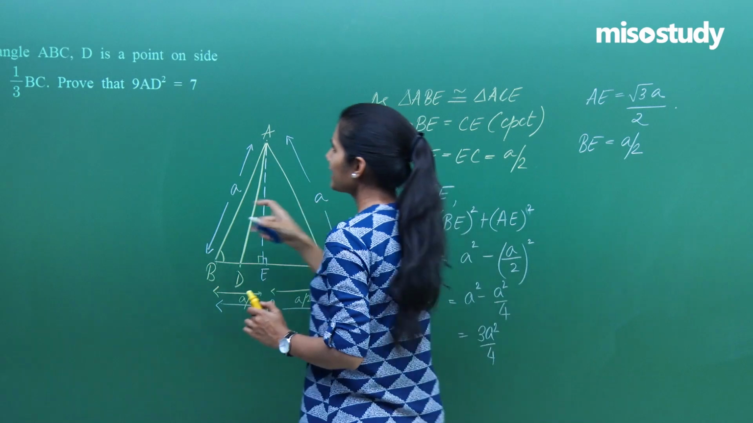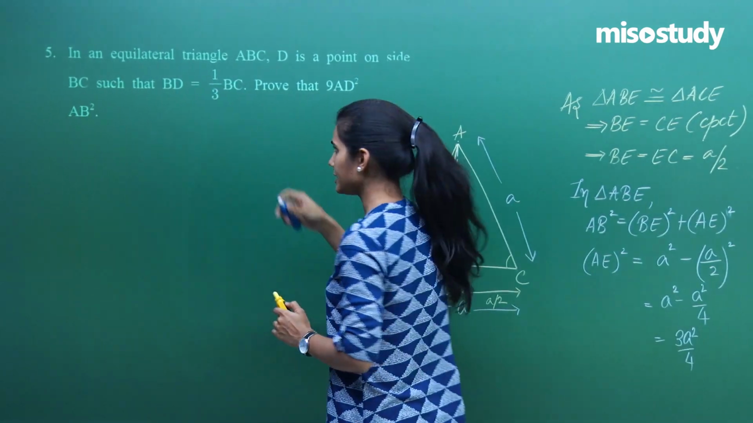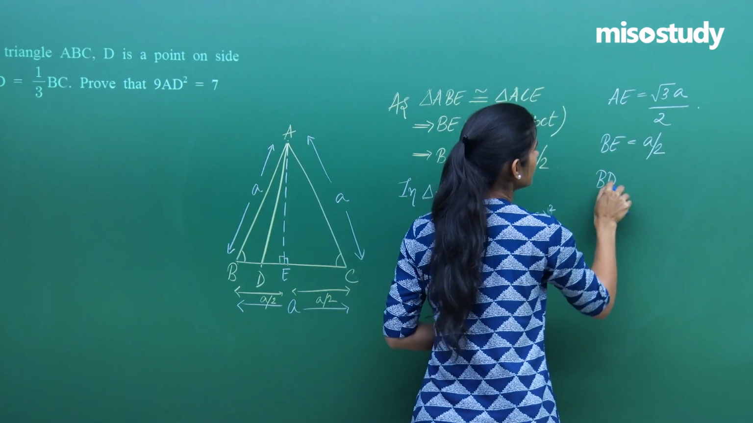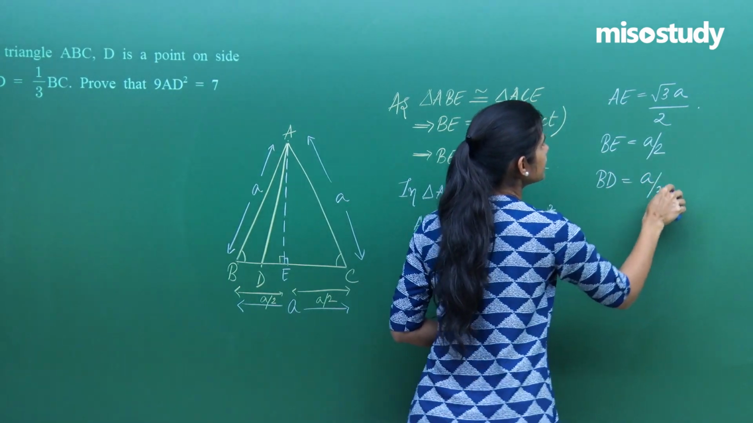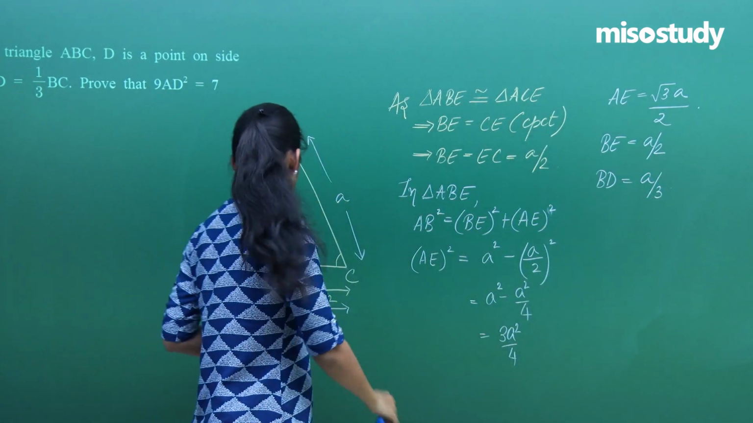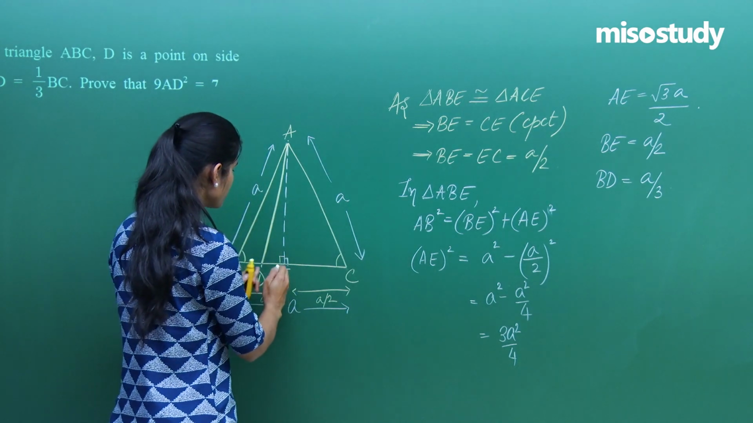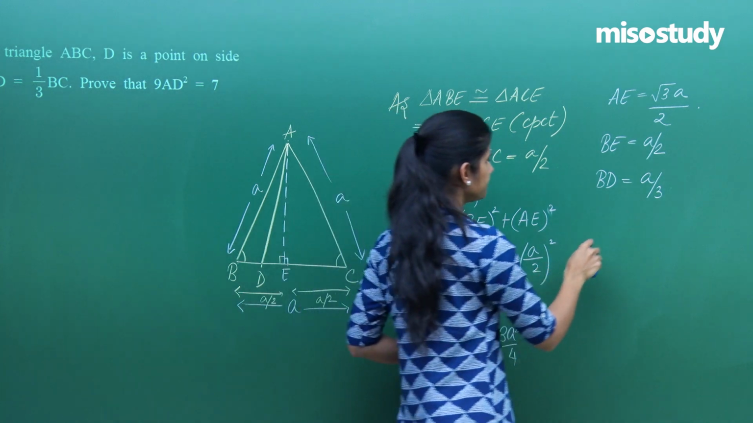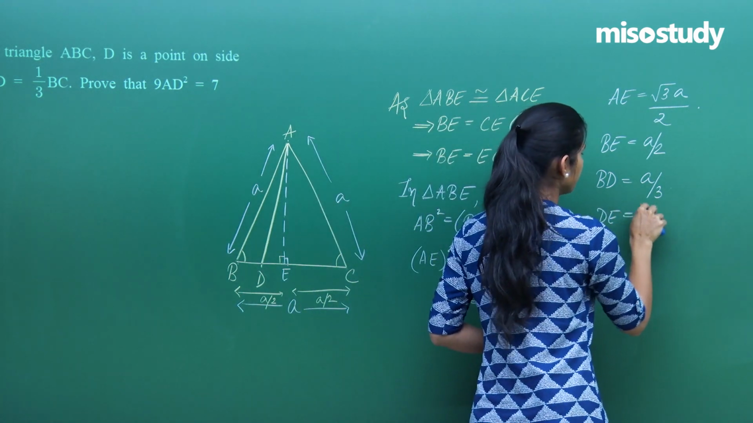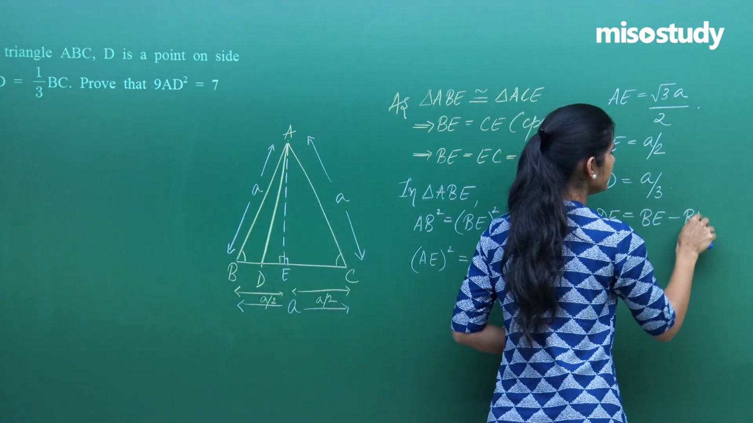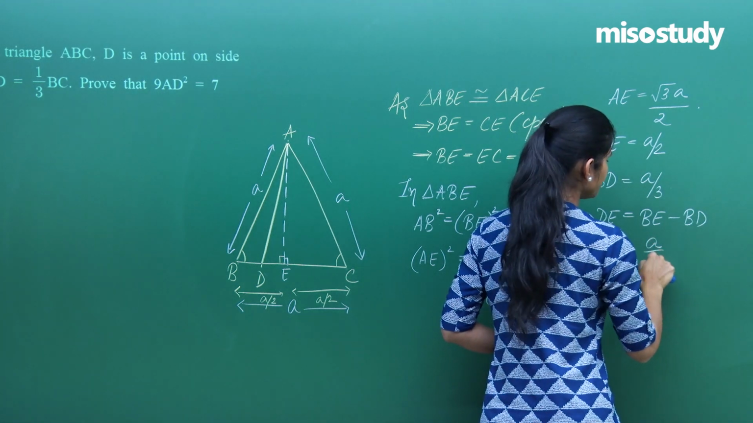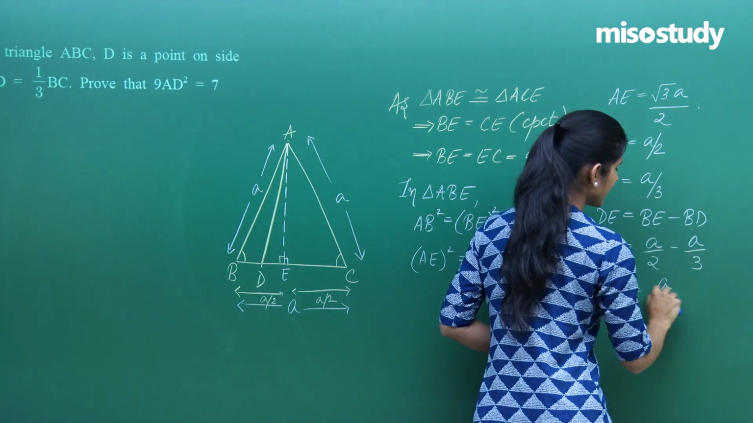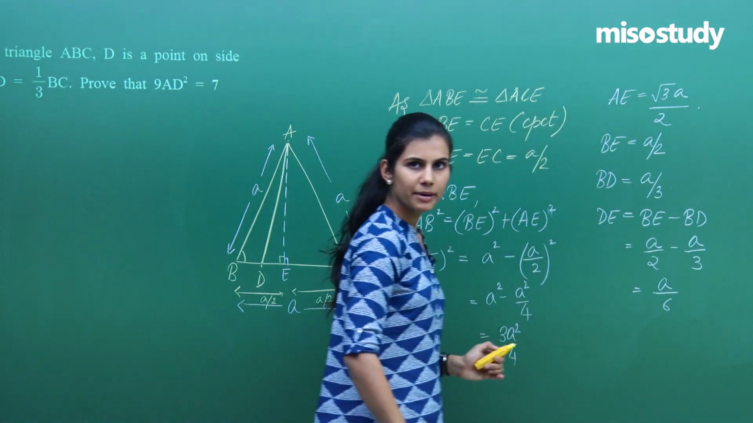And it is given that BD is 1/3 of BC. BC's length is A, so BD is 1/3 of A, that is A by 3. BD you know, BE you know, so DE also you know. DE is BE minus BD, which is A by 2 minus A by 3. 3A minus 2A is A, LCM 6, so you get DE is A by 6.